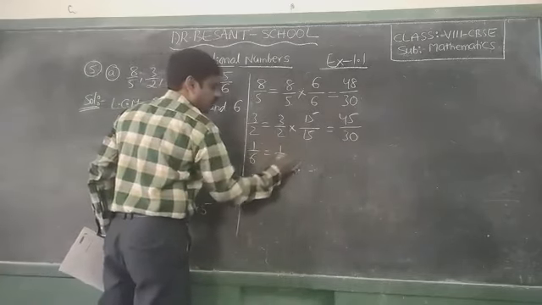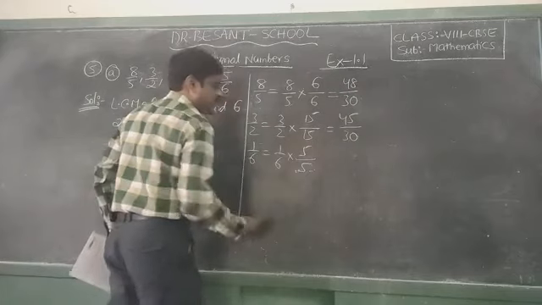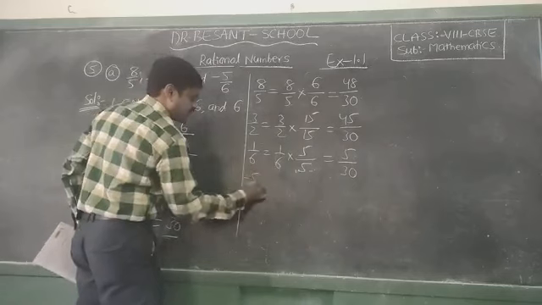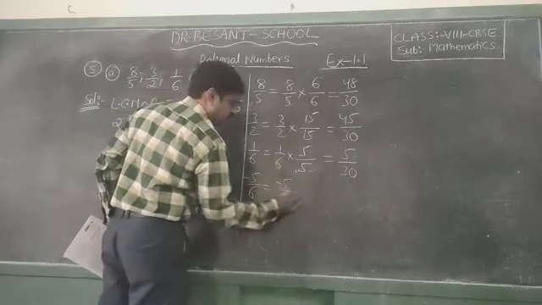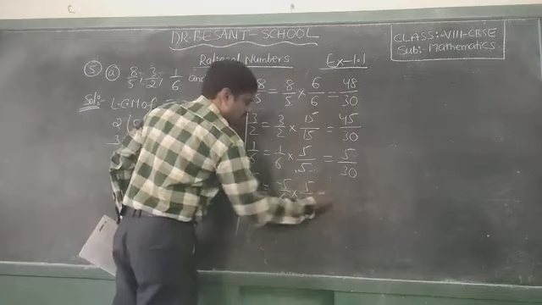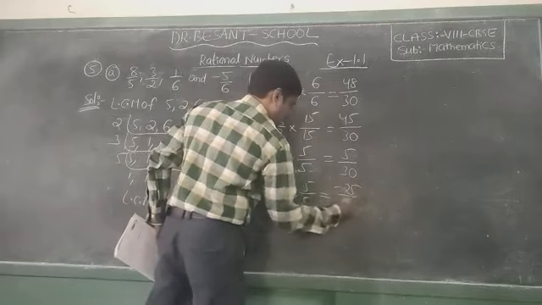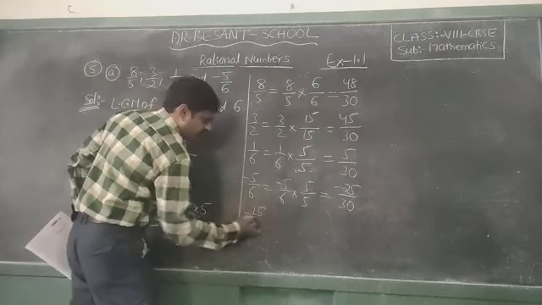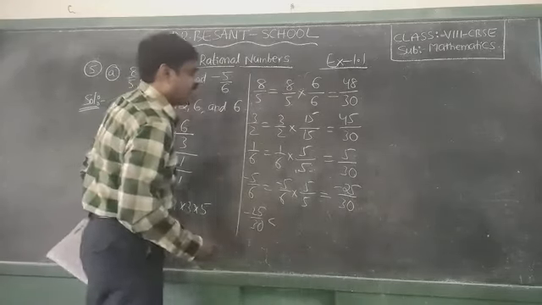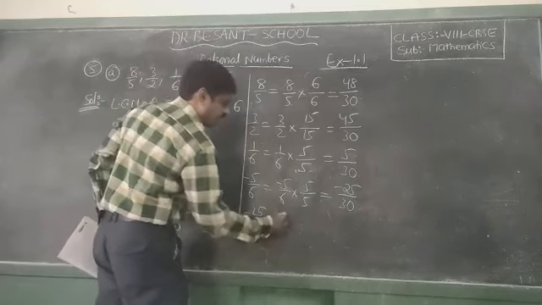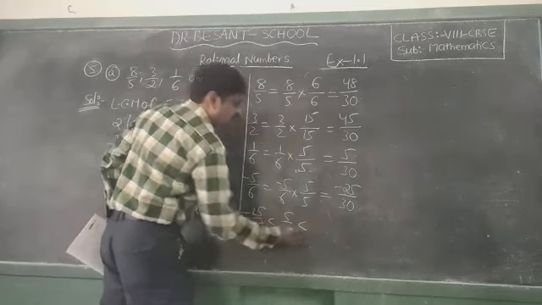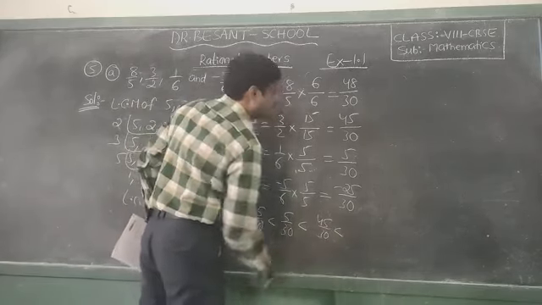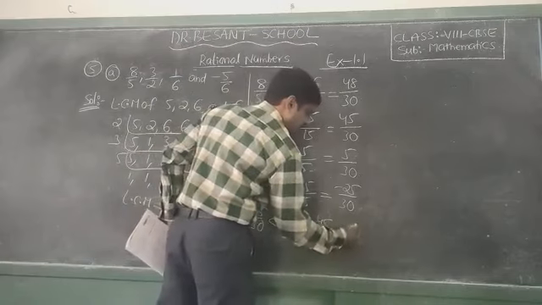Next 1 by 6. 1 by 6 is equal to 1 by 6 into 5 by 5, 6 5s are 30, 1 5 is 5. Minus 5 by 6 is equal to minus 5 by 6 into 5 by 5, 6 5s are 30, 5 5s are minus 25 by 30. Now, minus 25 by 30 is less than 5 by 30, less than 45 by 30, less than 48 by 30.